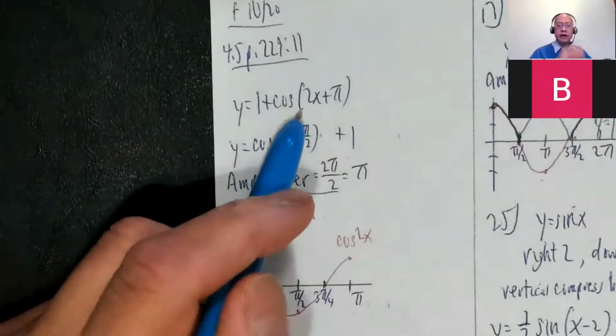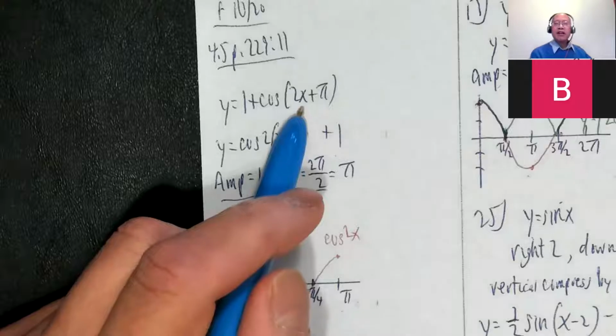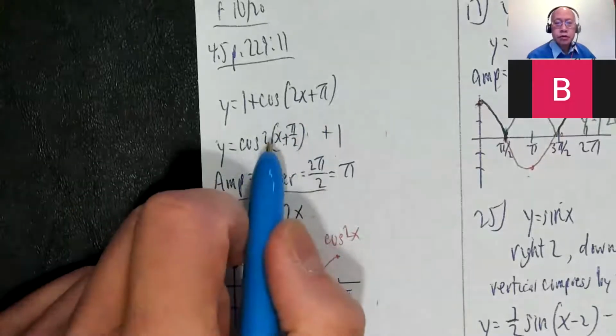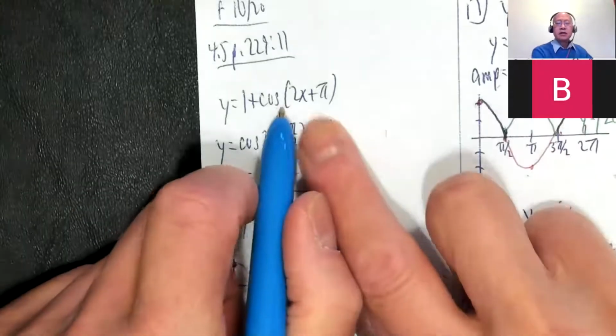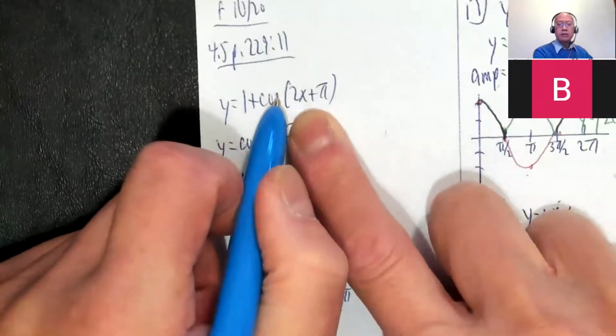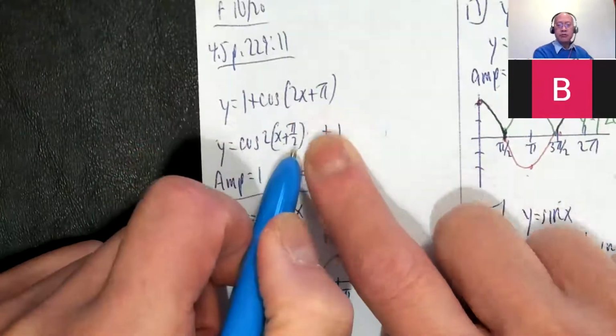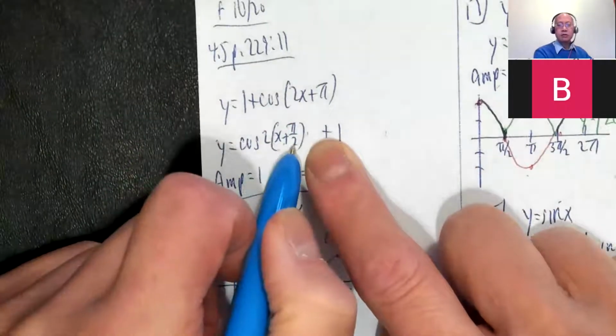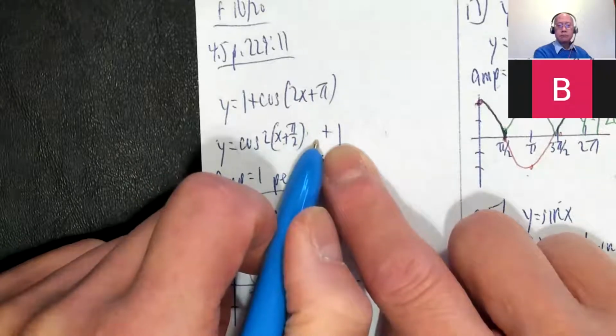1 plus cosine 2x plus pi. Factor out the 2. 2 parentheses x plus... Okay, so how do I do this? Well, here if you multiply by 2, to make it balance, you would divide by 2. So x plus pi over 2, plus 1.